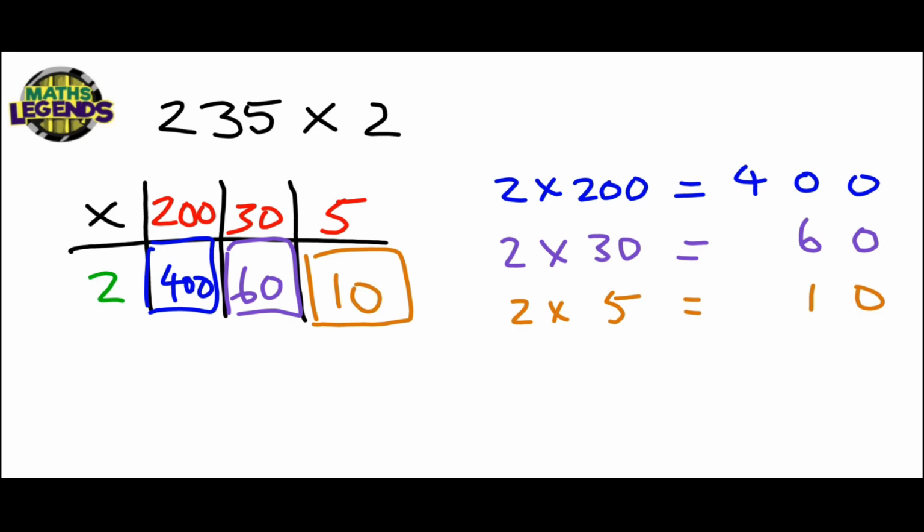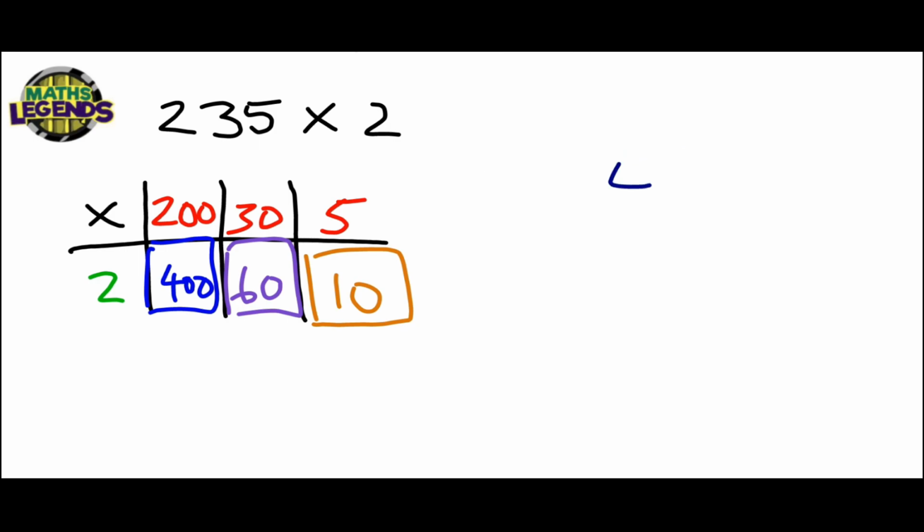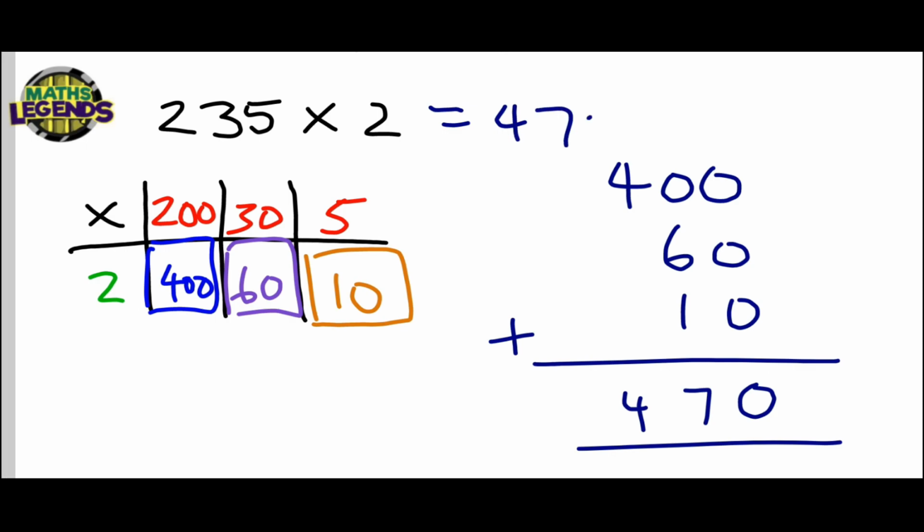which is 10. So now, as you get faster, you will not need to write this calculation here. What you will simply do is fill the grid, and then you will sum the numbers that you just wrote. So you write them as follows: 400, 60, and 10, and you sum them up. So you get 0, 7, and 4. So your answer here is 470.